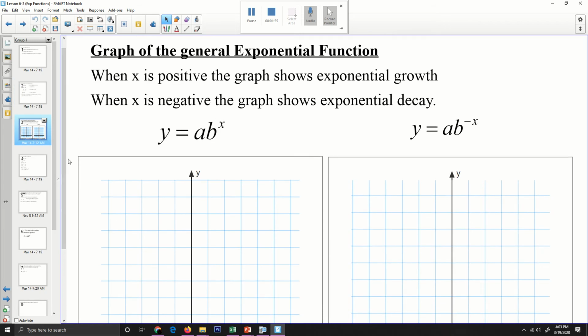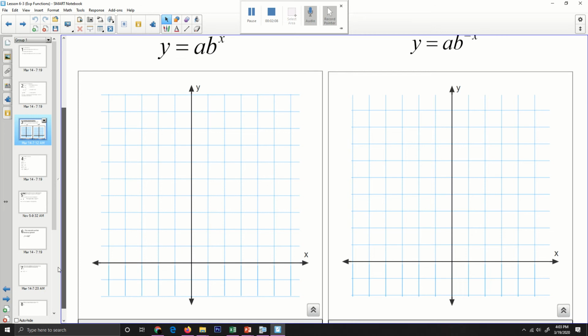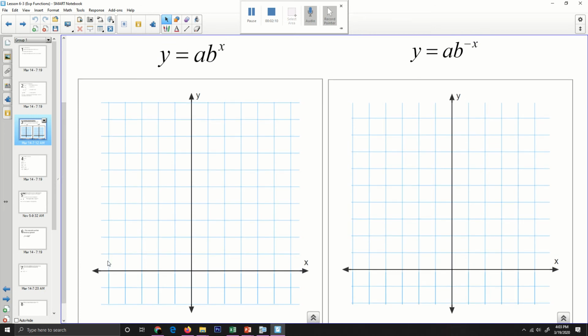For a general exponential function, when x is positive, the graph shows exponential growth, and when x is negative, the graph shows exponential decay. That is all provided that both a and b are greater than 1. So what does something like that look like?